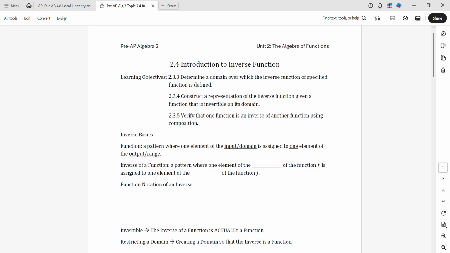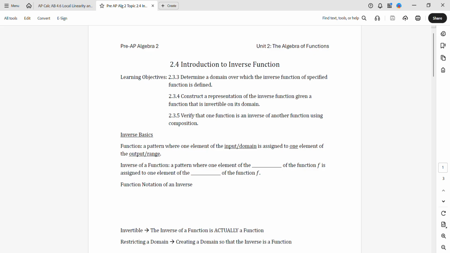One, we're going to determine a domain over which the inverse function of a specified function is defined. Two, we're going to construct a representation of the inverse given a function that is invertible on its domain. And three, we're going to verify that one function is an inverse of another function using a composition. So this is even borrowing some of that material from that very first lesson. If we don't get to that tomorrow, we'll get to it on Monday.